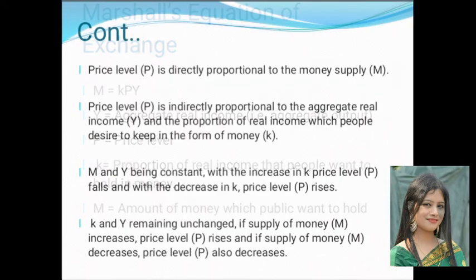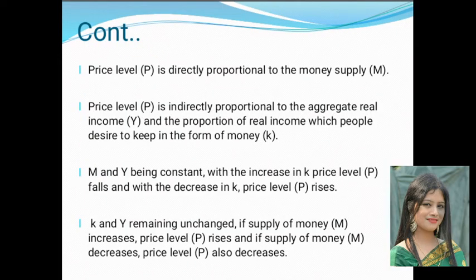So from this equation we can say that the price level is directly proportional to the money supply, and inversely proportional to the aggregate real income and the proportion of real income which people desire to keep in the form of money. With M and Y constant, with an increase in K, the price level P falls, and with a decrease in K, the price level P rises. Similarly, with K and Y unchanged, if the supply of money increases, the price level P also increases, and if the supply of money M decreases, the price level also decreases.